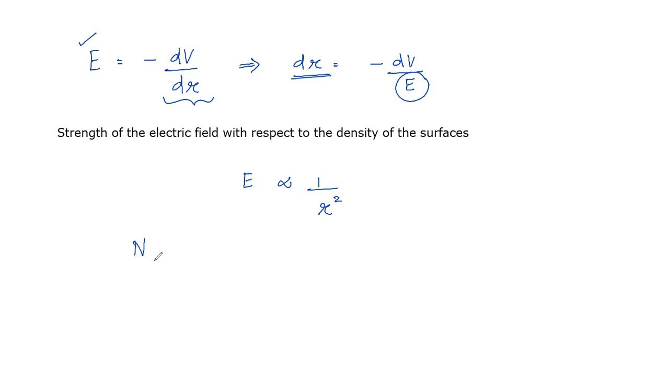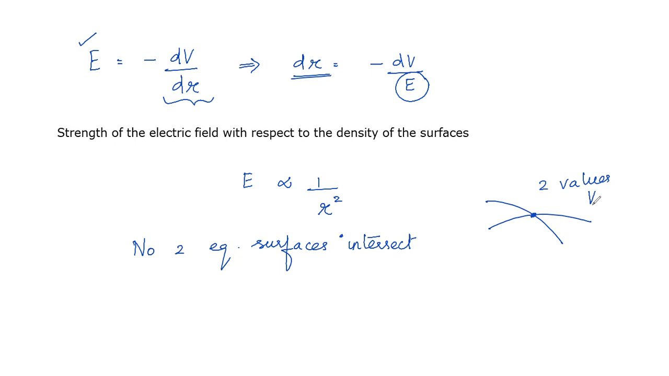And here again is where what Pranavi said comes. No two equipotential surfaces intersect with each other. They cannot intersect, because assuming that they are going to intersect, at the point of intersection we will have two values for the electric potential, which is not possible at a given point in an electric field. There can be only one electrostatic potential. So it is not possible for them to intersect.